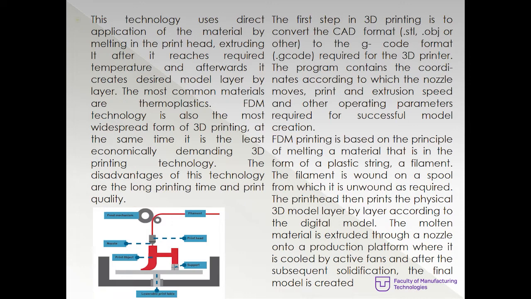FDM printing is based on the principle of melting material that is in the form of a plastic string, a filament. The filament is wound on a spool from which it is unwound as required. The print head prints the physical 3D model layer by layer according to the digital model. The molten material is extruded through a nozzle onto a production platform where it is cooled by active fans, and after the subsequent solidification, the final model is created.